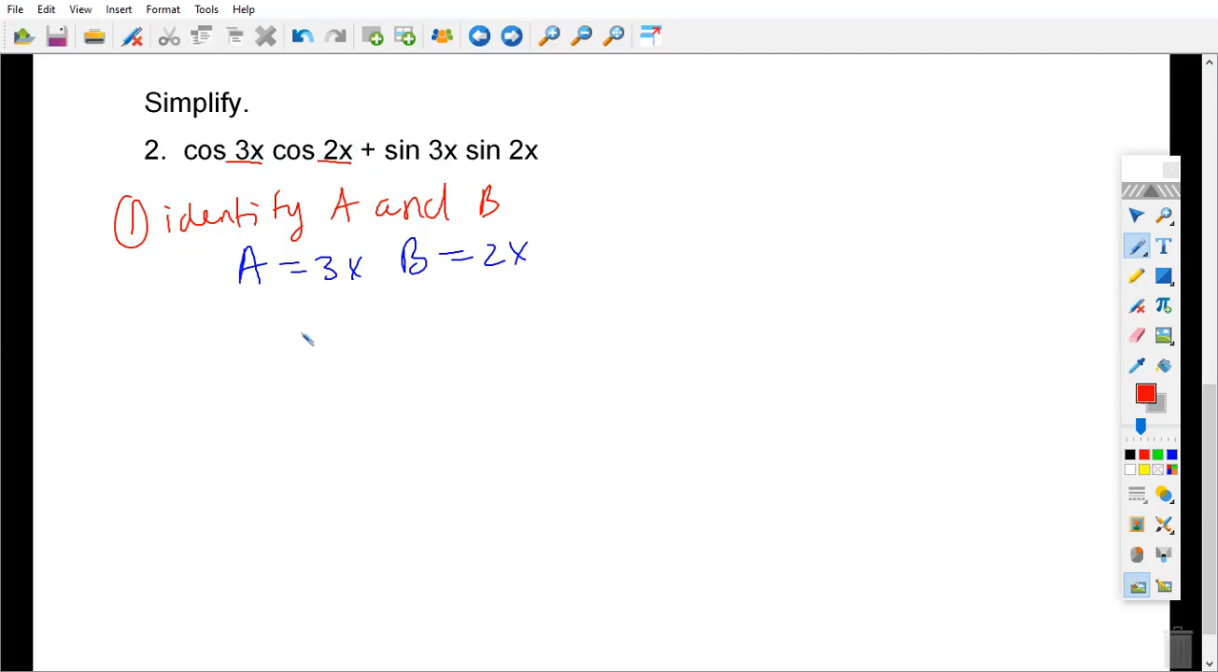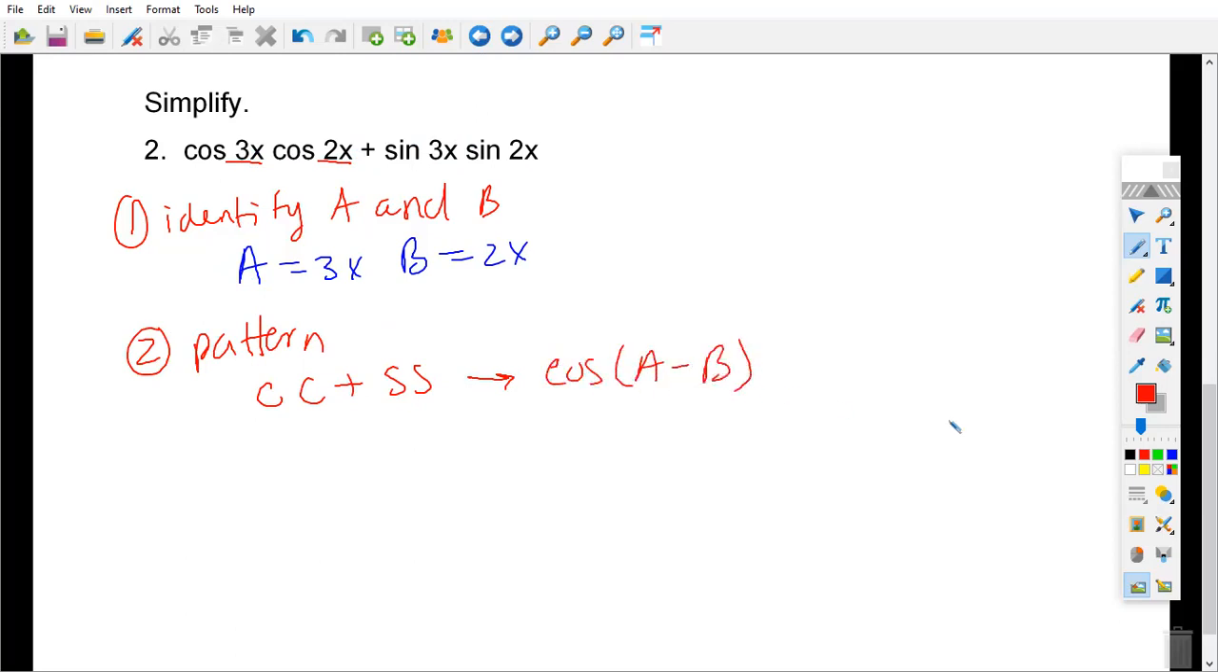Step 2 is to figure out the pattern. What pattern is it following in here? We have a CC plus SS. Looking at our formula, if I have CC plus SS, what is happening? It's a cosine and it's a negative. It's cosine A minus B.